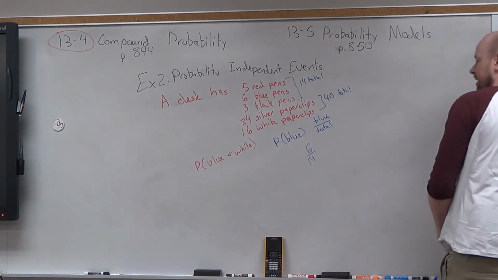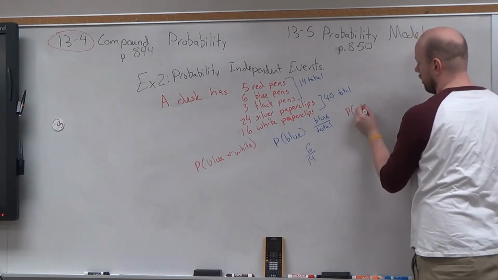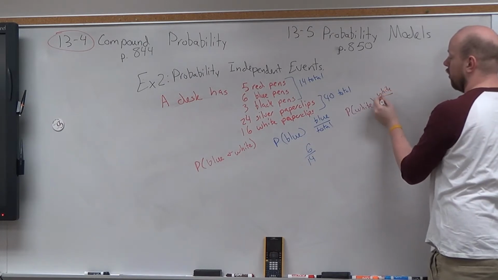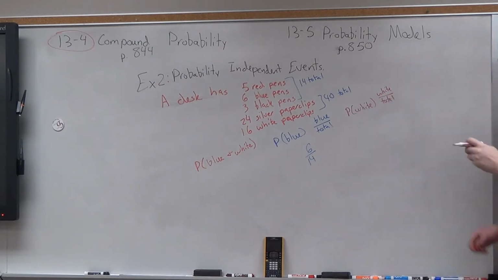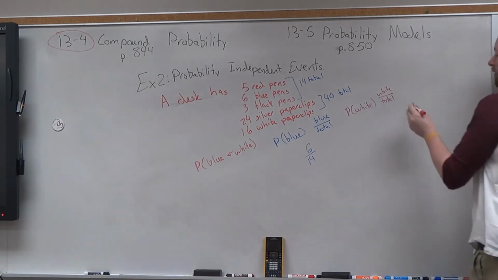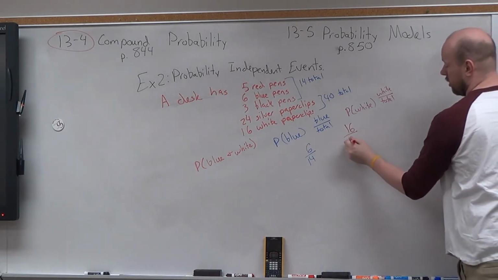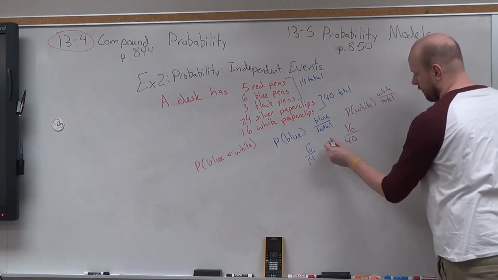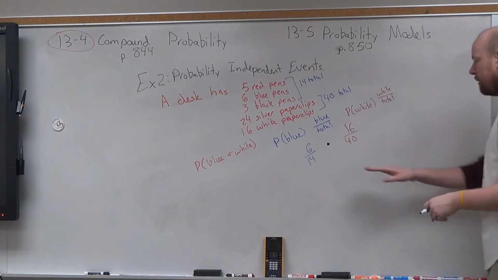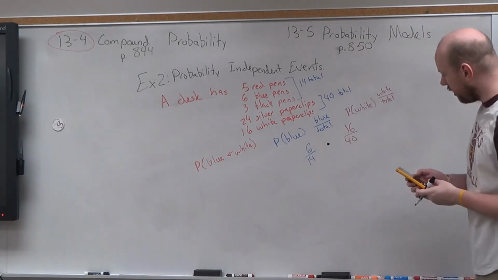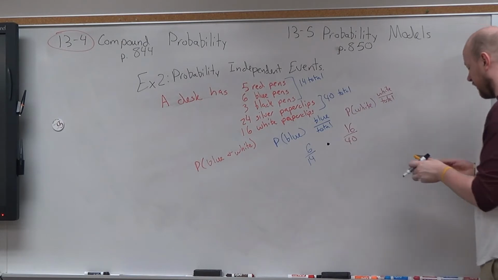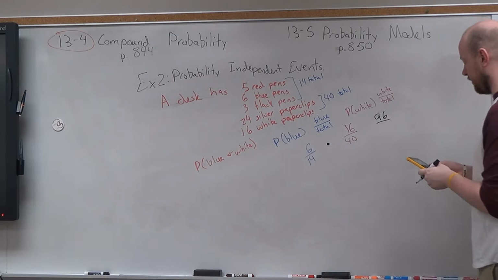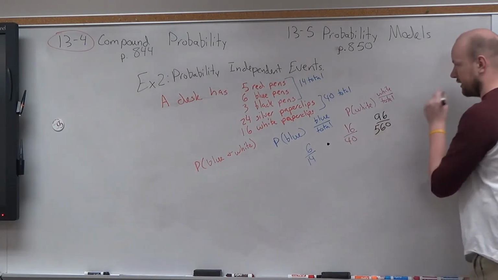Then I also need to find the probability of white, which in this case would be my white paper clips over my total. So I have 16 white over 40. And then the last thing I need to do is just multiply. Multiplying fractions is pretty easy. We just multiply straight across. 6 times 16 is going to give me 96. And 14 times 40 is going to give me 560.